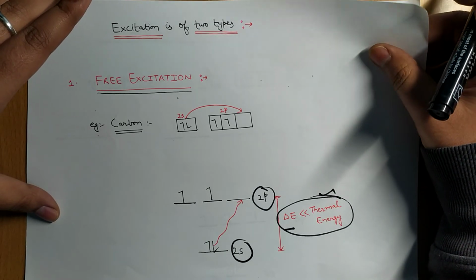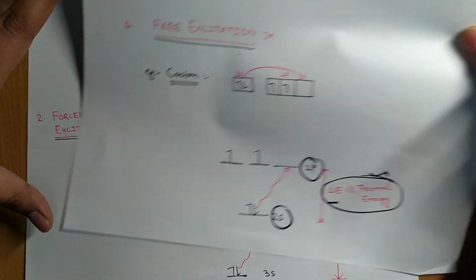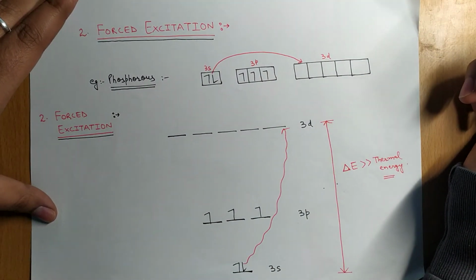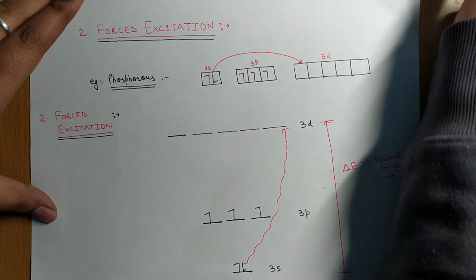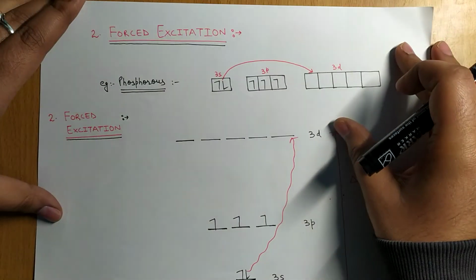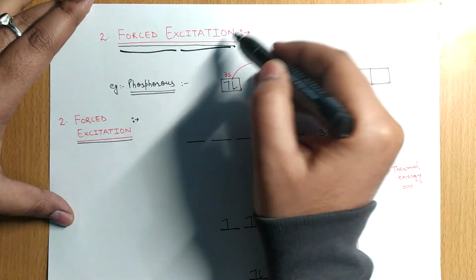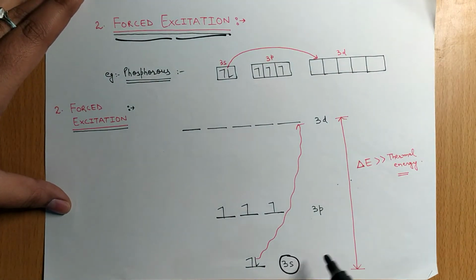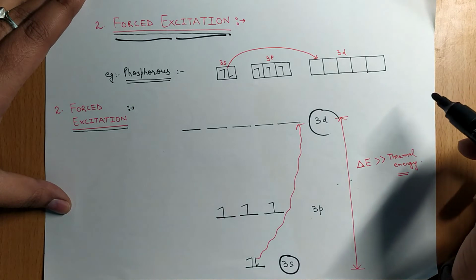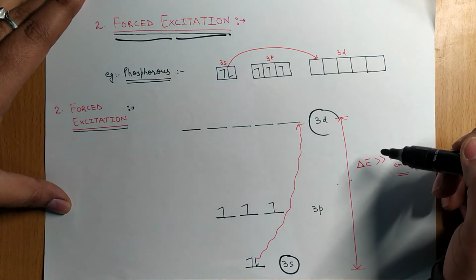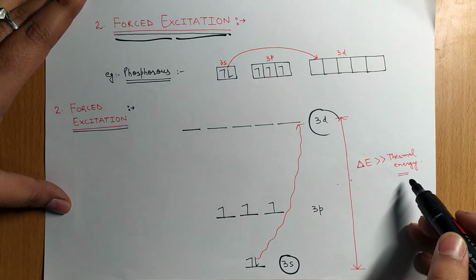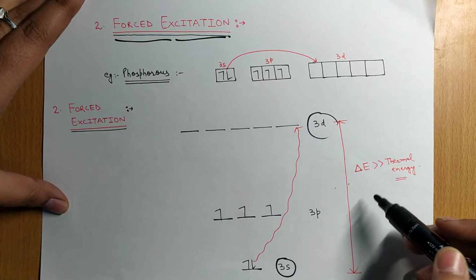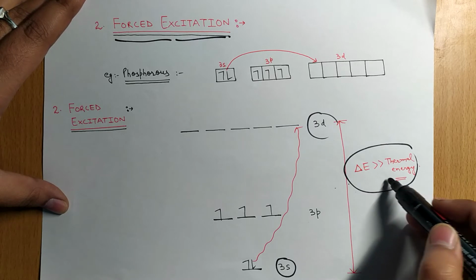Now, another example to understand excitation is forced excitation. This is another type of excitation, and the example of forced excitation is phosphorus. Here, the energy gap between the low-lying 3s orbital and the high-energy 3d orbital is very high, too high to excite just via thermal energy. Here delta E, the energy gap between the low-energy 3s and 3d orbitals, is very, very high compared to the thermal energy from the surroundings.